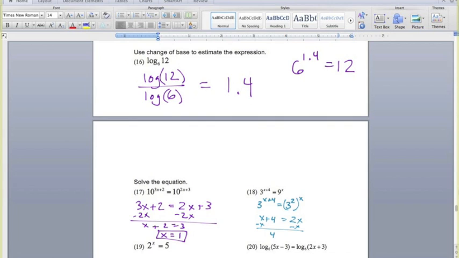Subtract an x. So we get 4. If we took that back and plugged it in, we would get 3 to the 8 equals 9 to the 4th. And I don't know what those are, but I could type them in the calculator and confirm that they are in fact the same thing to check my answer. Questions?